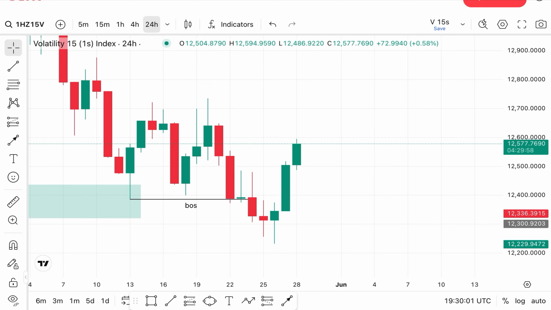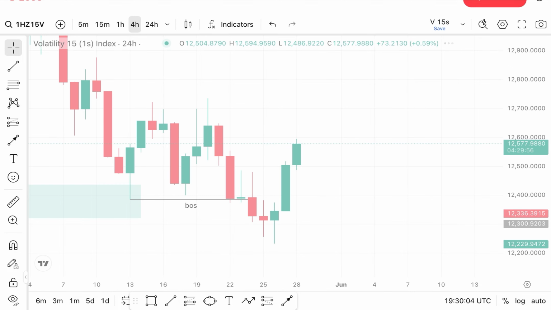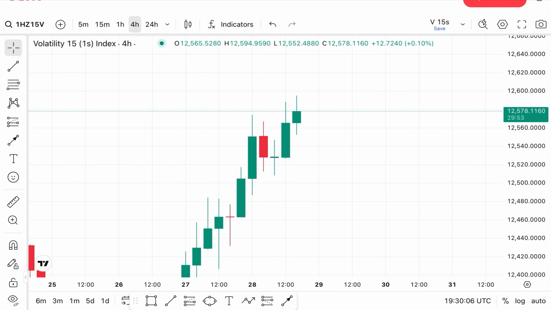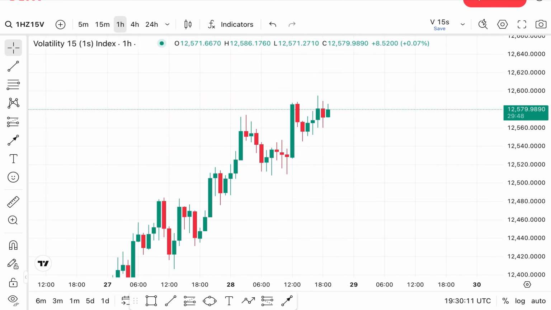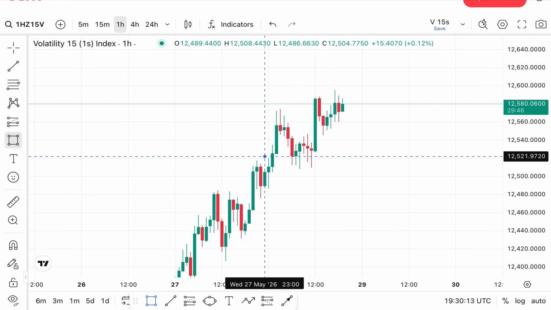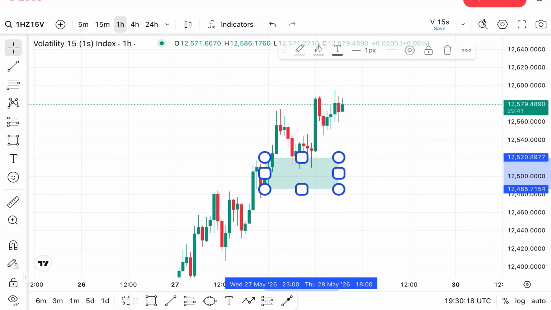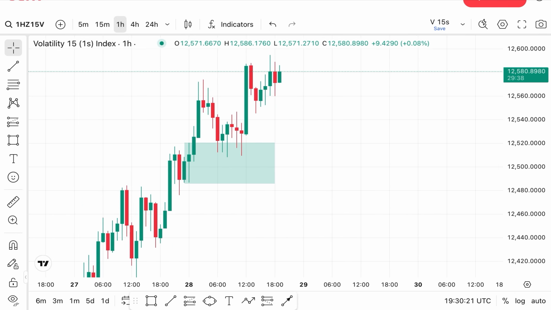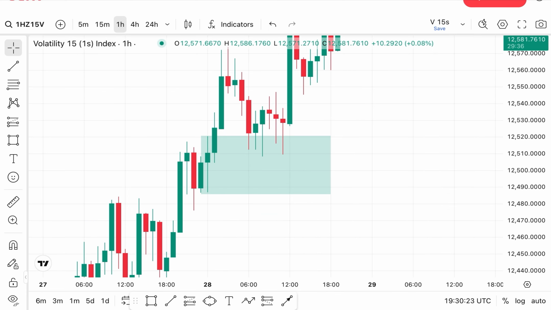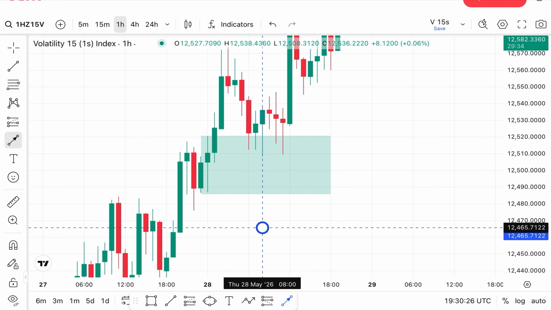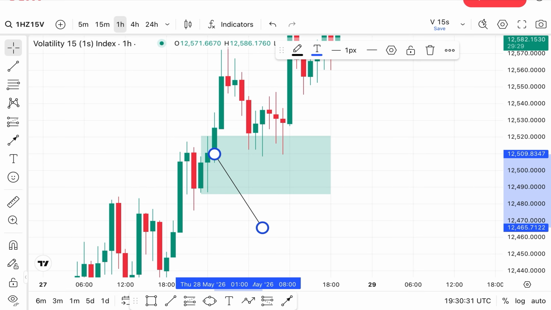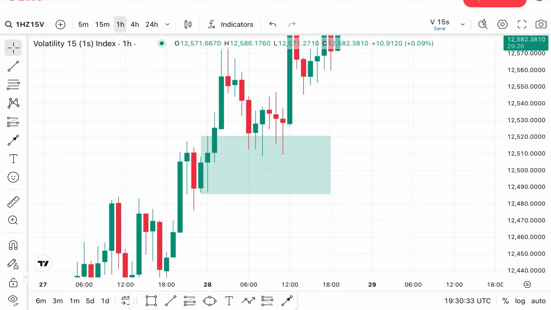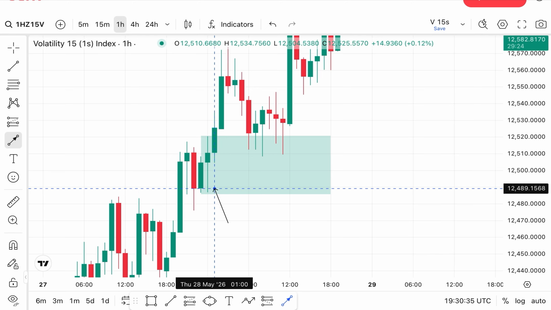So the setup was on the 1 hour time frame, where my POI was right over here. This POI is based on this 3 candlestick pattern. I've seen it in most cases. This POI is made up of 1, 2, 3 candlesticks. These candlesticks, the wicks overlap each other. Hope you can observe here.